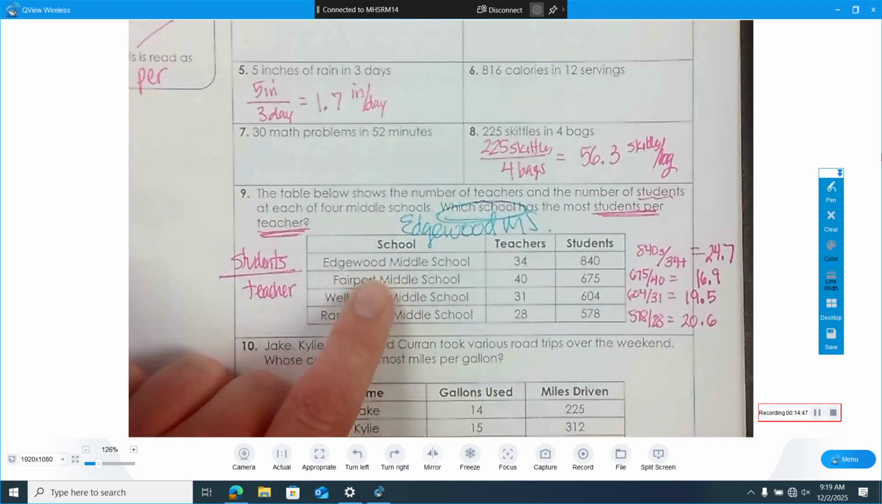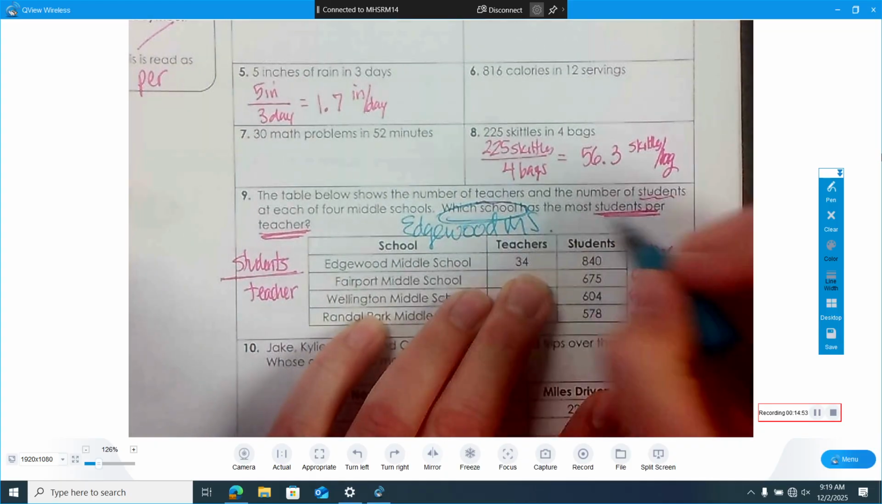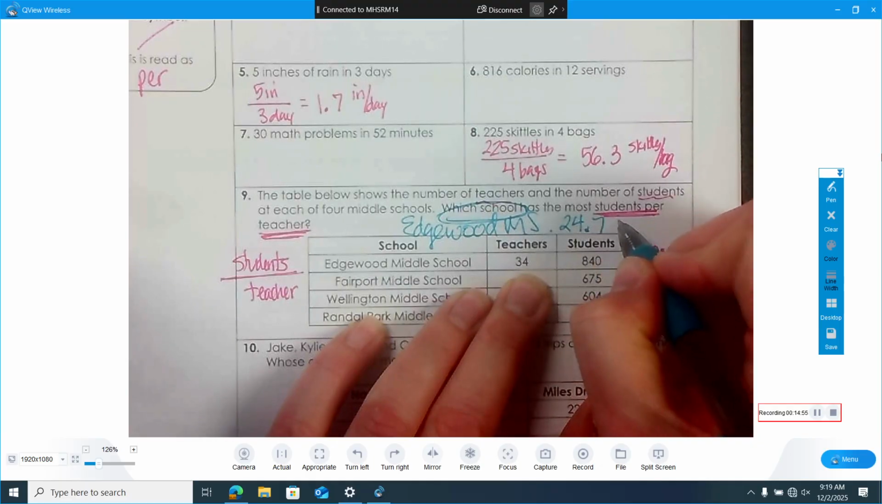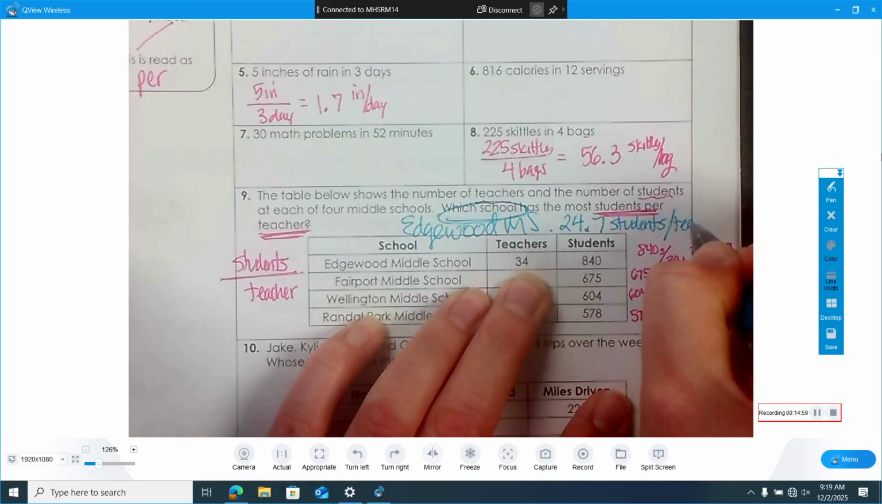Edgewood Middle School has the most students per teacher. They have 24.7 students per teacher.